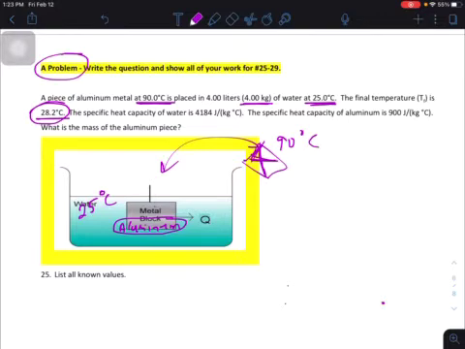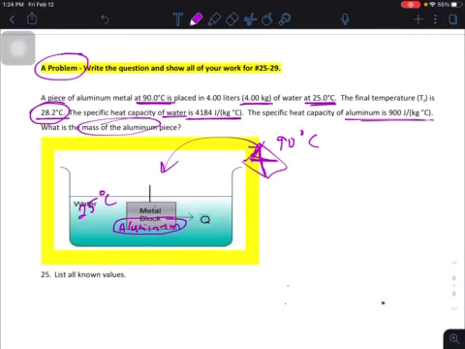The specific heat of the water is 4,184 joules per kilogram per degree Celsius. The specific heat for the aluminum is 900 joules per kilogram per degree Celsius. And the question is, what is the mass of the aluminum?